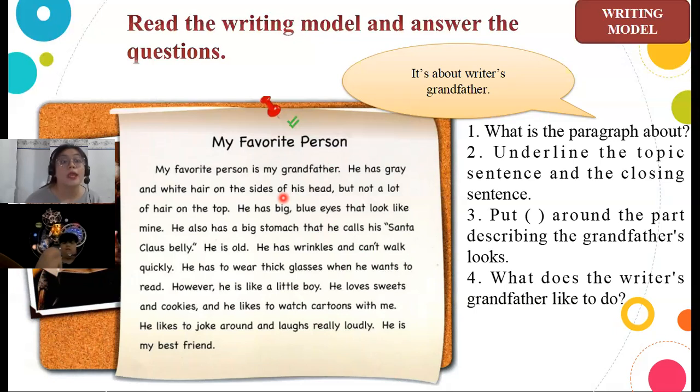Topic sentence. It's a sentence. It is in the very first line. Yeah, you underline here. The topic sentence. Here. That is the title. That is what the paragraph is all about. Topic sentence, it is a sentence, the longer one in the very first line. At the very first line, what is that very first line?